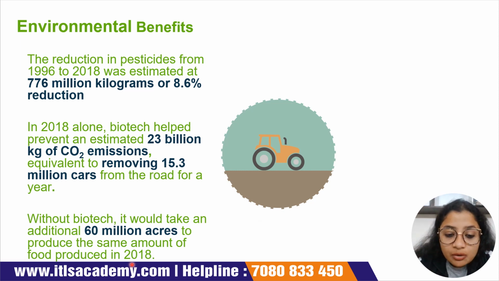Okay, and without biotechnology, it would take an additional 60 million acres to produce the same amount of food produced in 2018, because space is also an important factor. So not only genetic modification but also space can be a hindrance to meeting the crop demand.